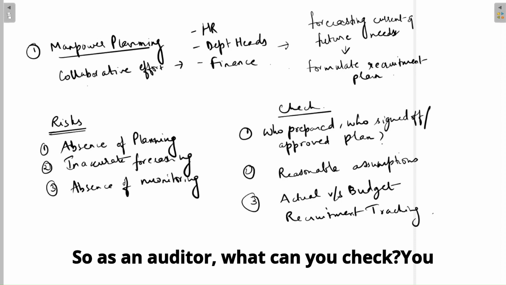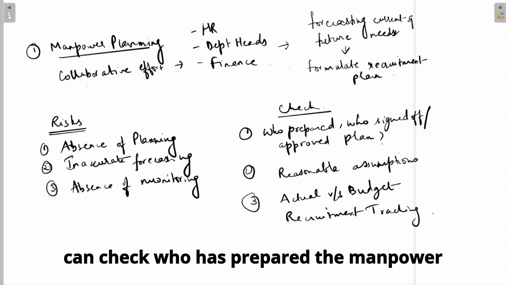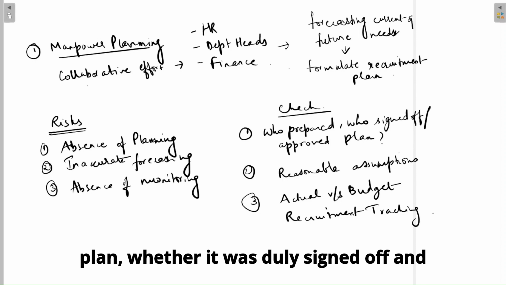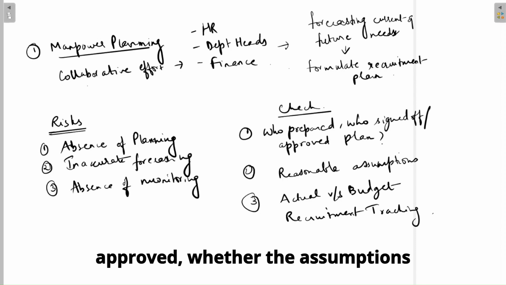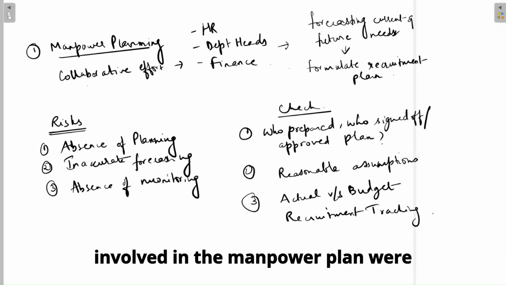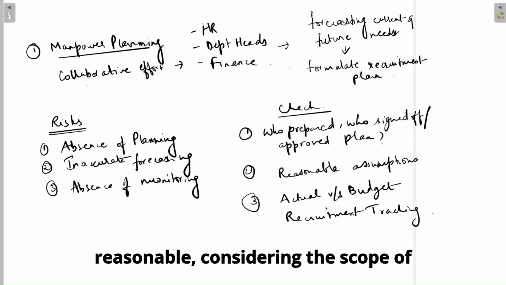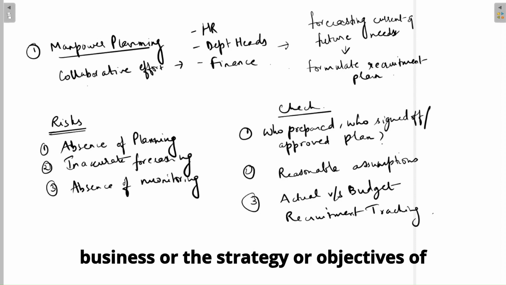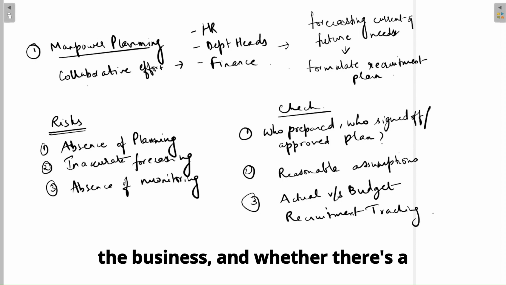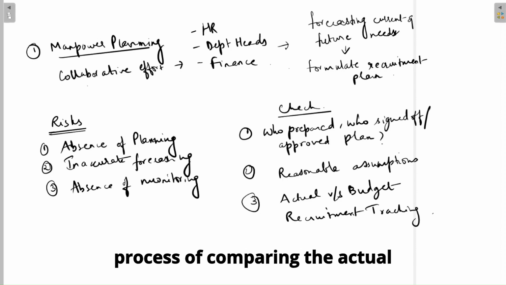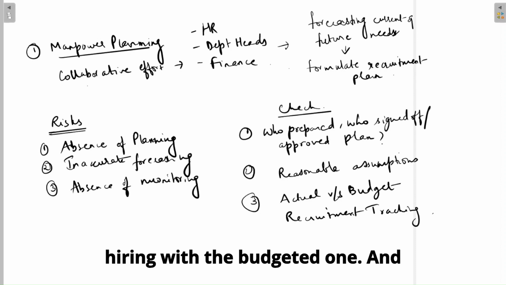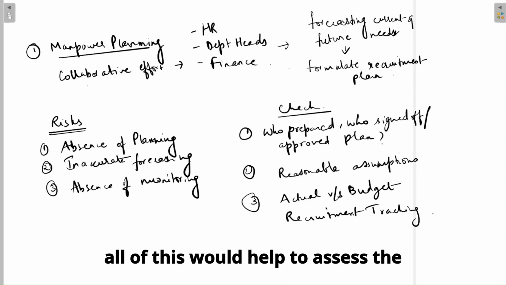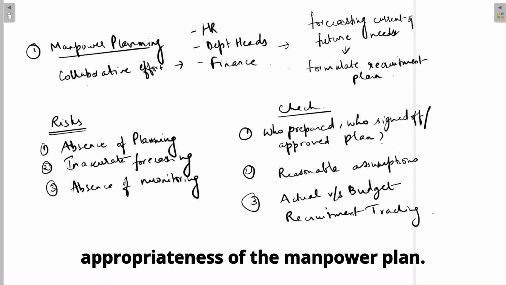So as an auditor, what can you check? You can check who has prepared the manpower plan, whether it was duly signed off and approved, whether the assumptions involved in the manpower plan were reasonable considering the scope of business or the strategy or objectives of the business, and whether there's a process of comparing the actual hiring with the budgeted one. And all of this would help to assess the appropriateness of the manpower plan.